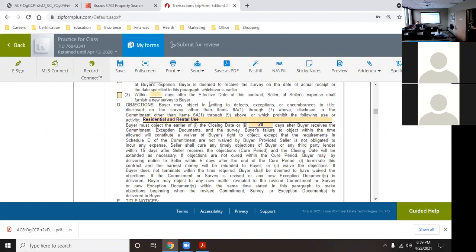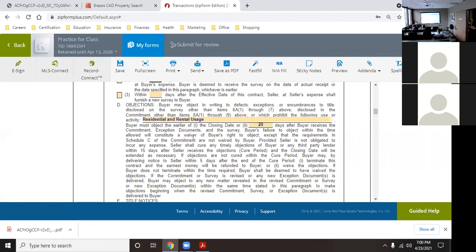Objections. So here, buyer may object in writing to any defects. This is where you put in, like I always put in, residential or rental use. This usually says 10 days. I'm going to put 20 because I want to give my buyer more time to back out if they want to. So residential rental use, either use or usage, doesn't really matter. That's what we always put in this blank.